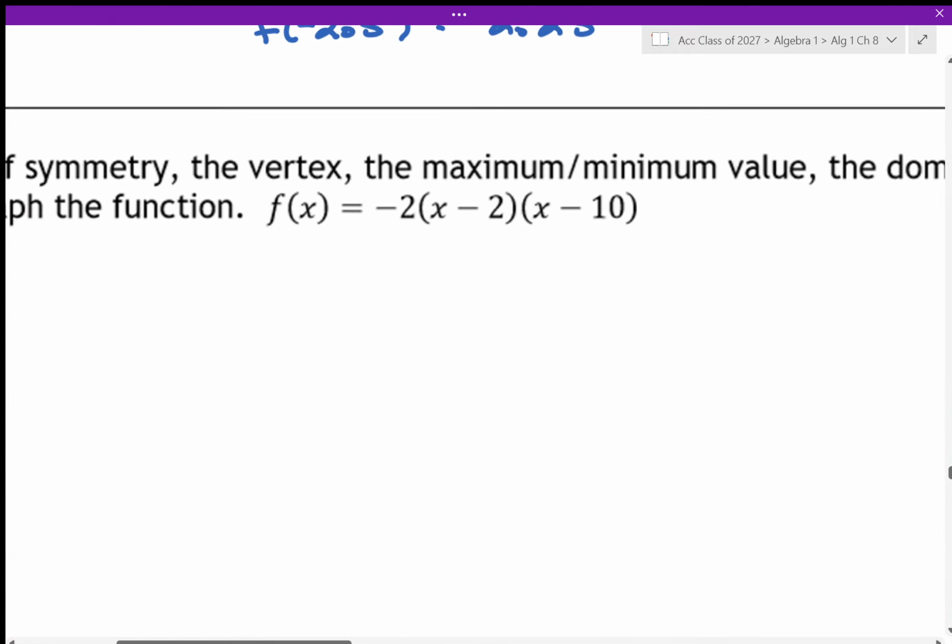And first off, we see negative 2 hanging out front. The negative 2 is like our a value. So the negative means it's going to be facing down, right? And the 2 means it's going to be a little bit skinnier than normal. Now, we're not going to necessarily use that a whole lot in our problem, like using the 1 and the 4, like what we've done before. But it is good to consider what this is doing to my graph. How is it going to make my graph look?